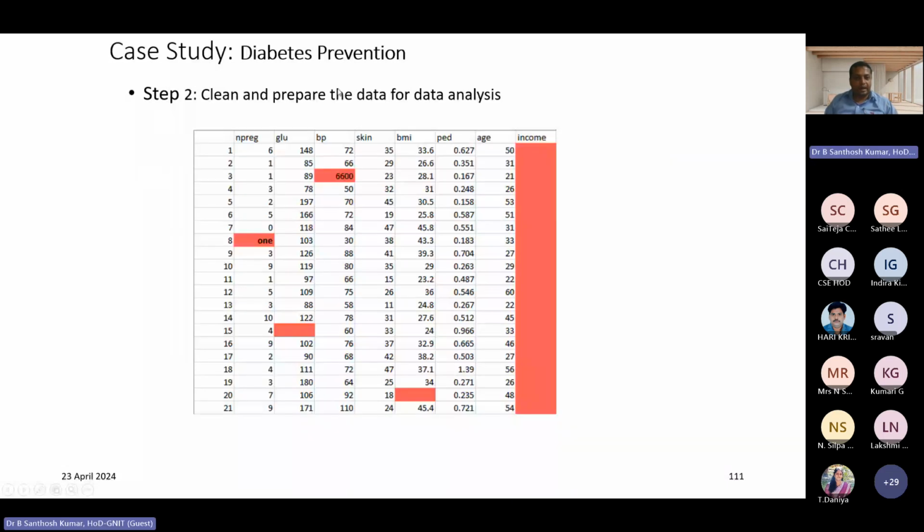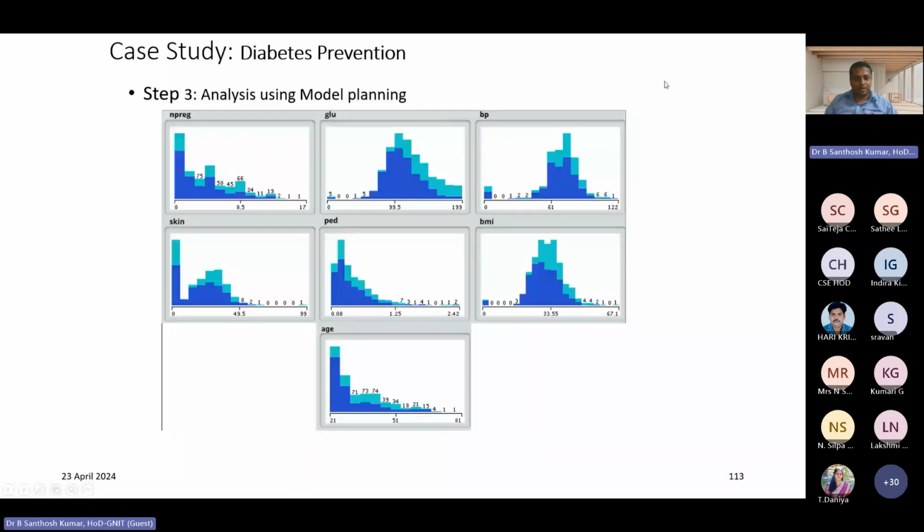For example, in the data I collected, instead of numeric values, characters are available. So instead of the number one, we typed ONE. So it is a data entry error. Here BP is also wrongly given as 6,800, and income is also an additional value. So I have to go with cleaning, which means data pre-processing, and finally I go with visualization.